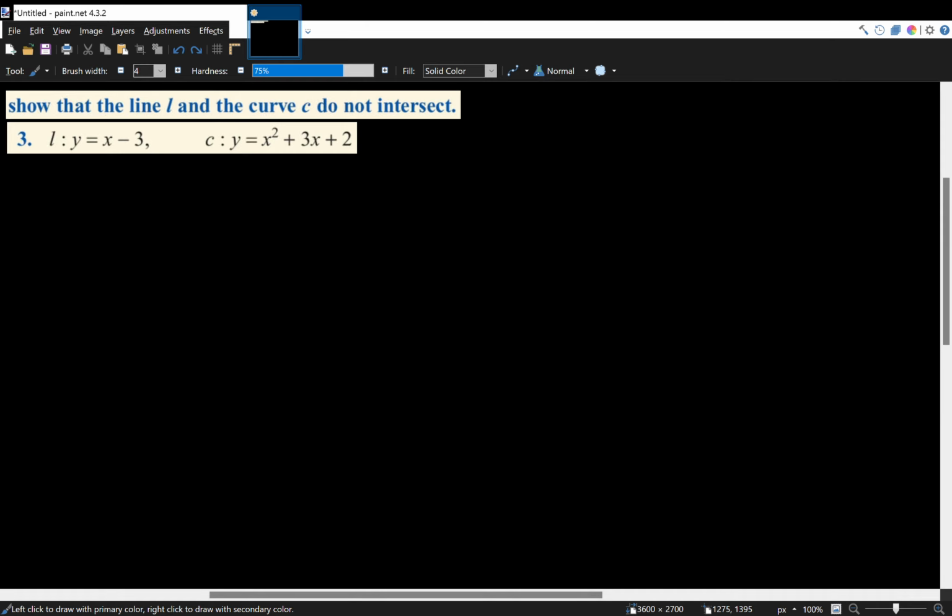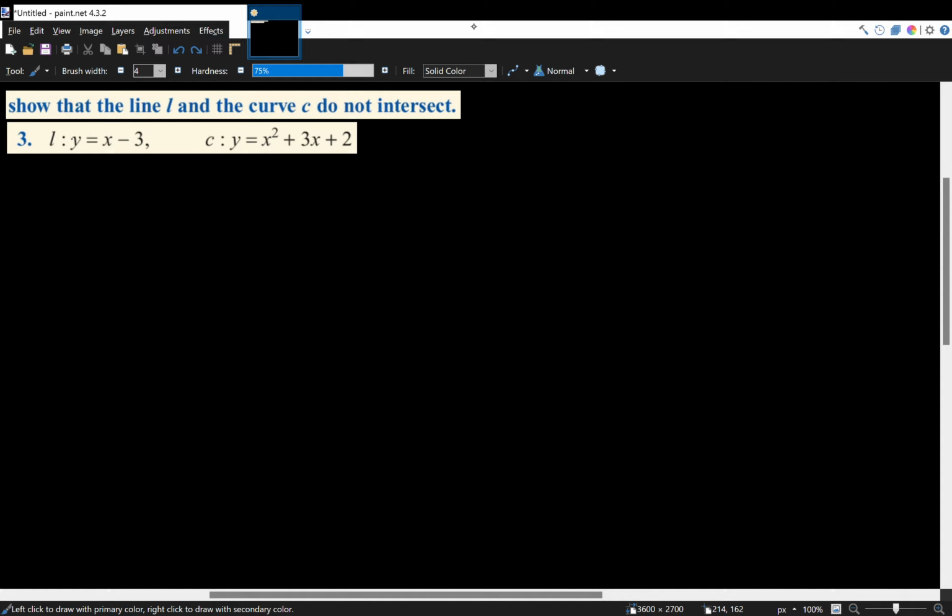This is question 3 from exercise 1.9 in New Concise Project Maths 3b. We have to show that the line L and the curve C do not intersect. Our line L in this case is y equals x minus 3, and our curve C is y equals x squared plus 3x plus 2.